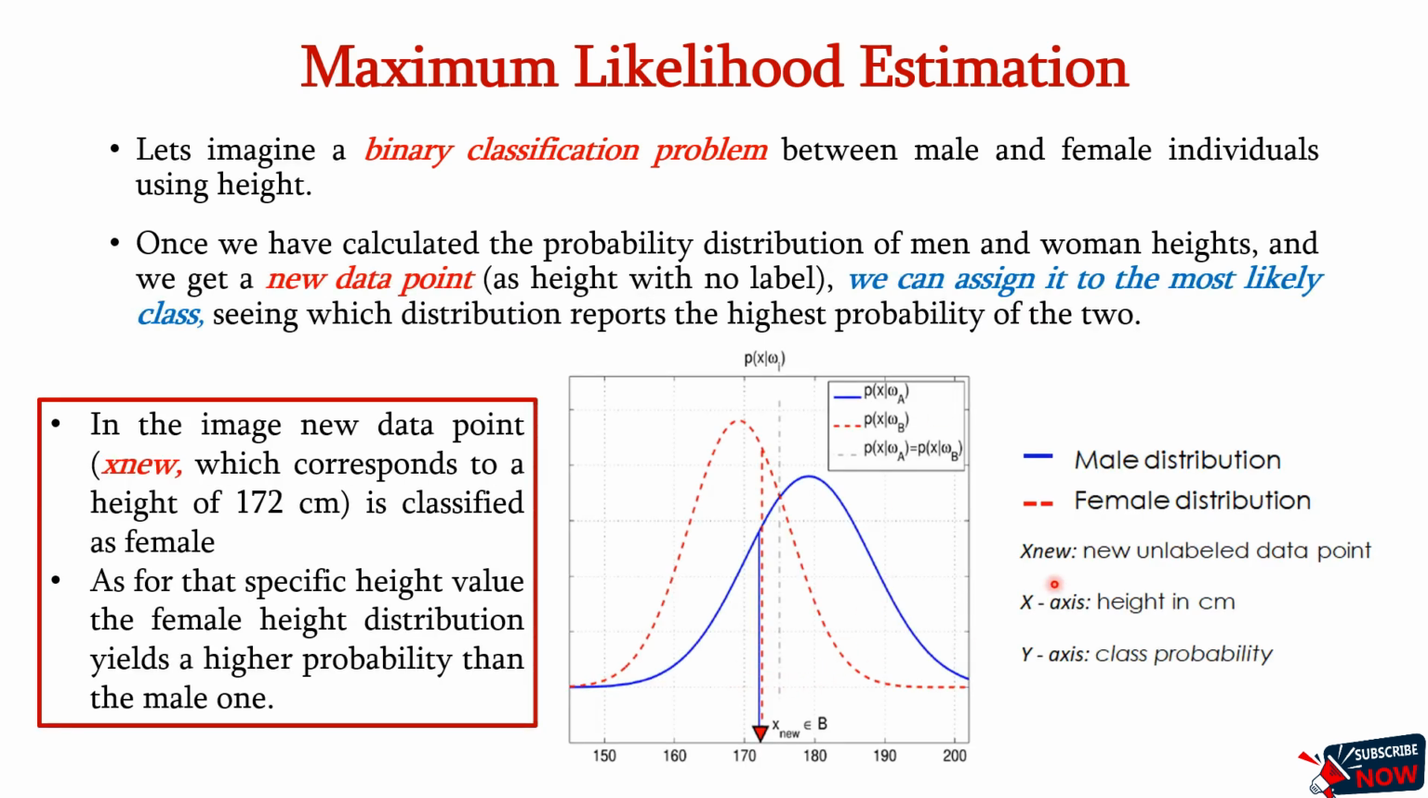We have a blue line for the male distribution and a red line for the female distribution. Now assume that we have a new unlabeled data point, x new. Here the x axis is height in centimeters and the y axis is class probability. In this image, the new data point corresponds to a height of 172 centimeters. It is classified as female because for this height value, the female height distribution yields a higher probability than the male one. So we decide that this new data point belongs to the female distribution.